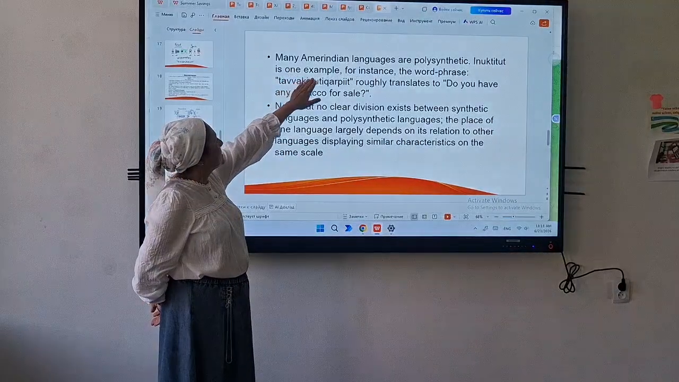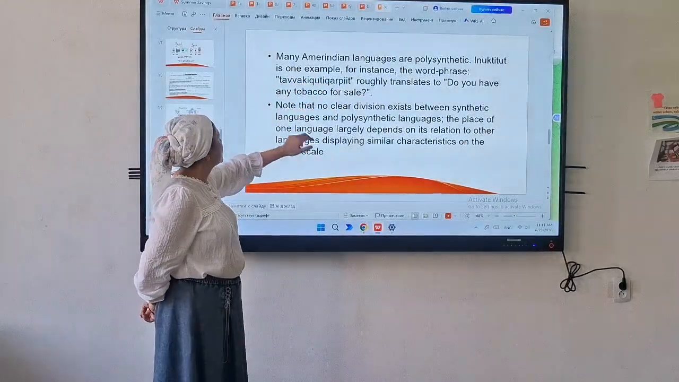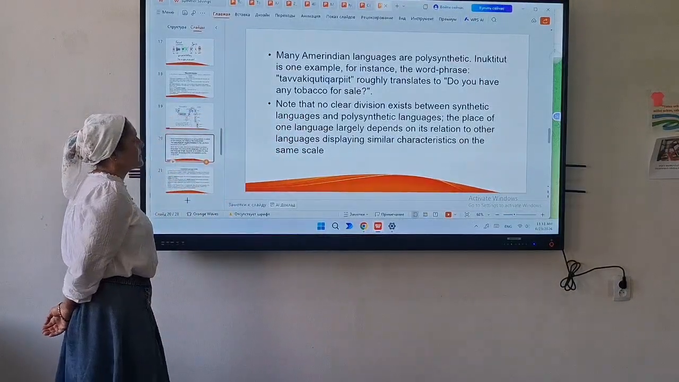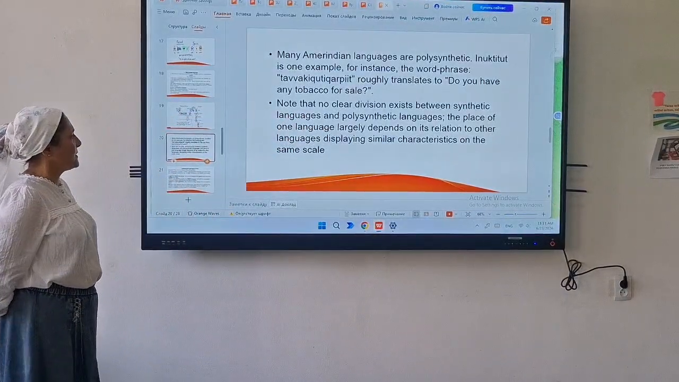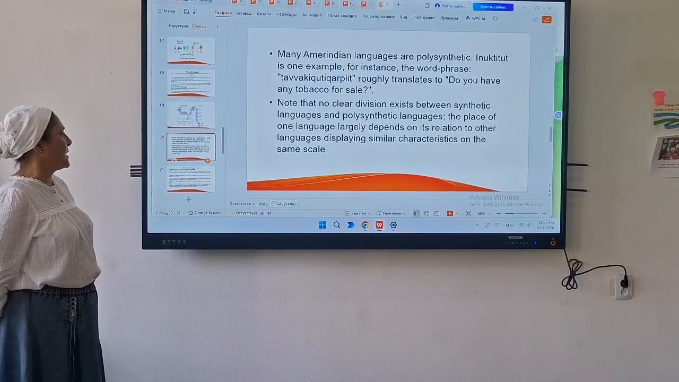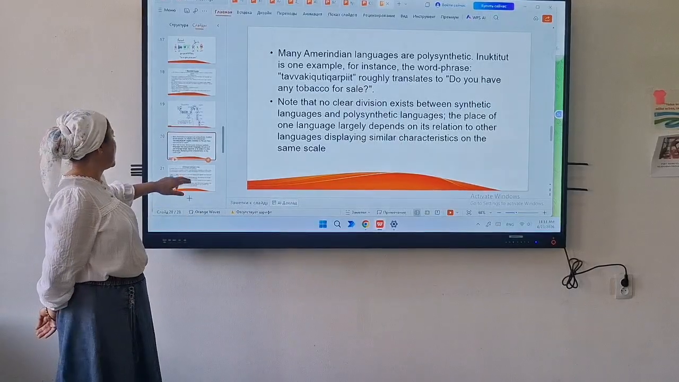So Amerindian languages are American Indian languages. Note that no clear division exists between synthetic languages and polysynthetic languages. The place of one language likely depends on its relation to other languages, displaying similar characteristics on the same scale.